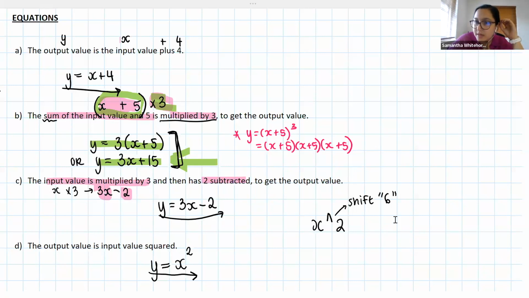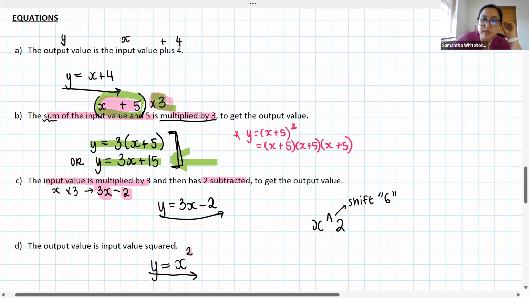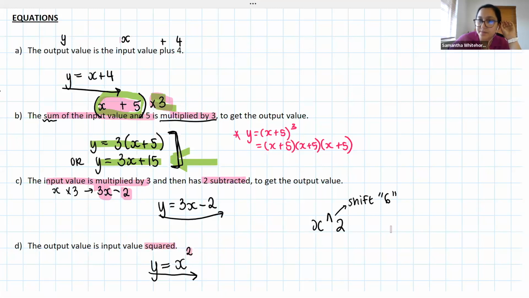When we square the number, is it only the 2 on the top? Yes, because that 2 is showing that we are squaring the x. So this exponent, this 2, is representing the squared, and it's only the 2 on the top there.